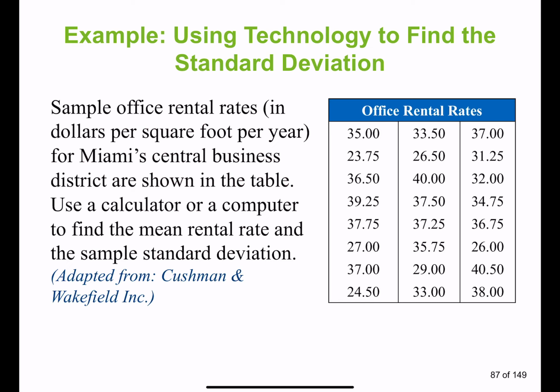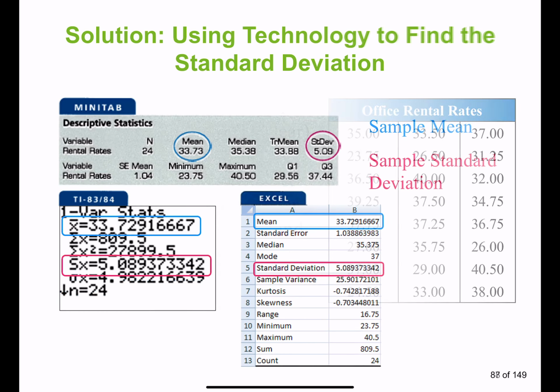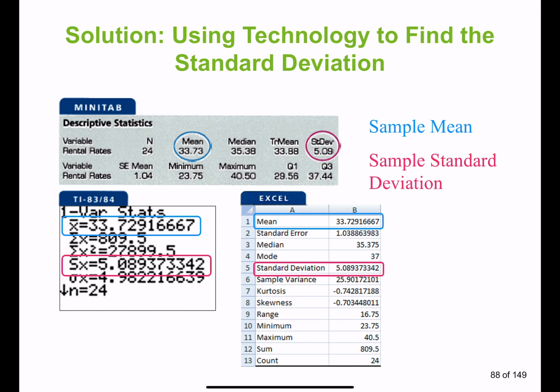So in this problem, they are using technology to find standard deviation. Whoever is interested, once I show you how to calculate standard deviation in Excel, all you have to do is enter all this data, the office rental rates you have here, and you can get the result that they have right here. The mean is 33.75. Median is this much. Standard deviation is this much.